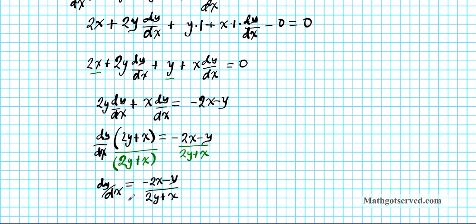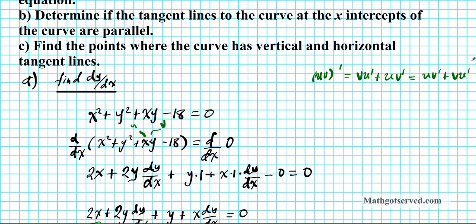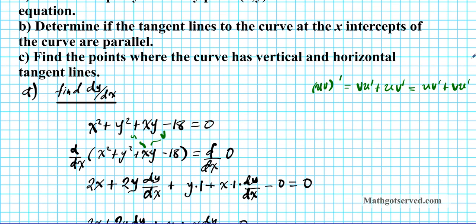So this equation helps you calculate the derivative at any point xy on the curve of the rotated ellipse. Okay? All right, let's shift our attention to part B. In part B, we were asked to determine if the tangent lines to the curve at the x-intercepts of the curve are parallel.